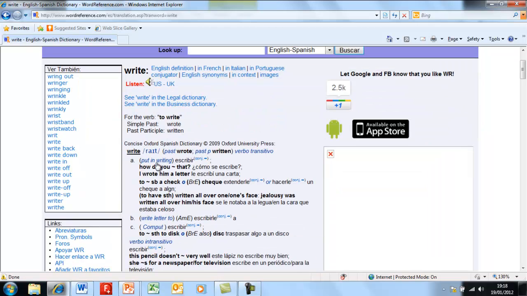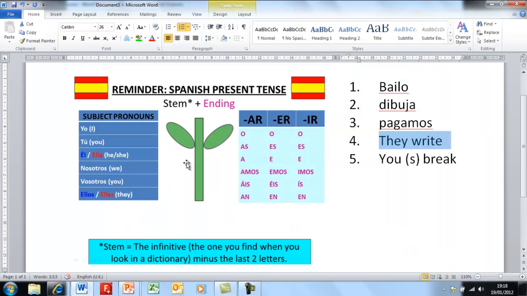And as we look here, put into writing is escribir. Escribir. Just like AR, we take off the ending, which is IR. Now because it's they, ellos or ellas, we've removed the IR and we need to look at the last two letters, which are EN. Escriben.